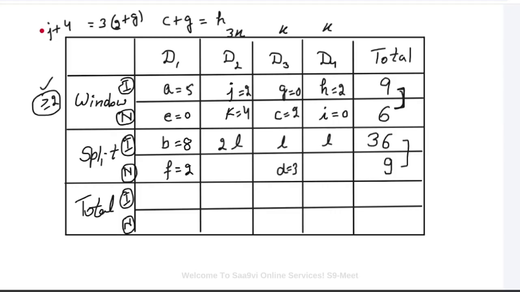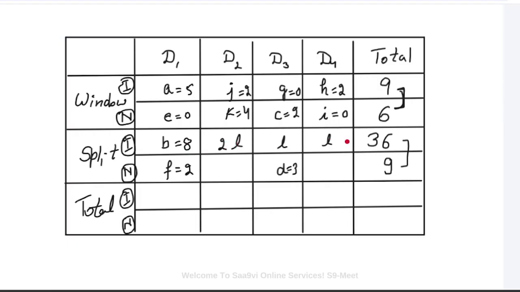and the top also has been done. Let's remove that also. Now the only information we have is inside the table. Now let's manipulate it. Now this is 8, this is 2L plus L plus L, that is 4L. If 4L plus 8 is equal to 36, that means 4L is equal to 28. That means L has to be equal to 7.